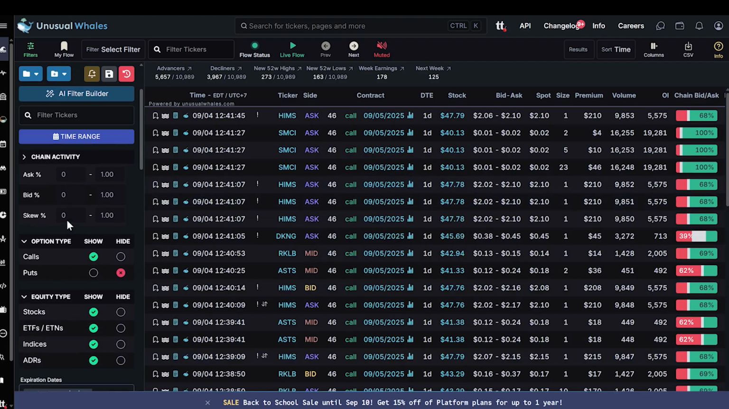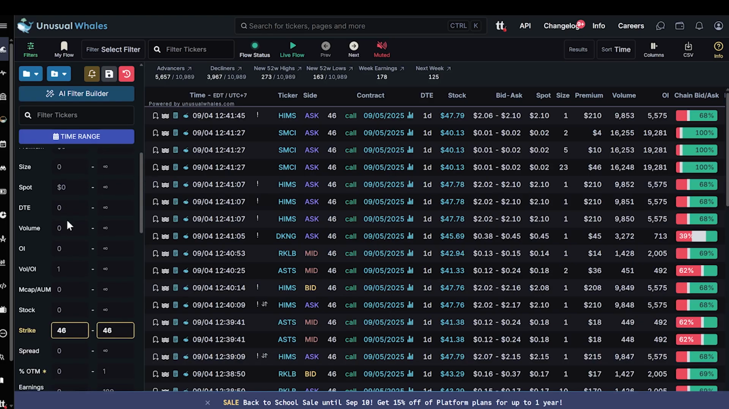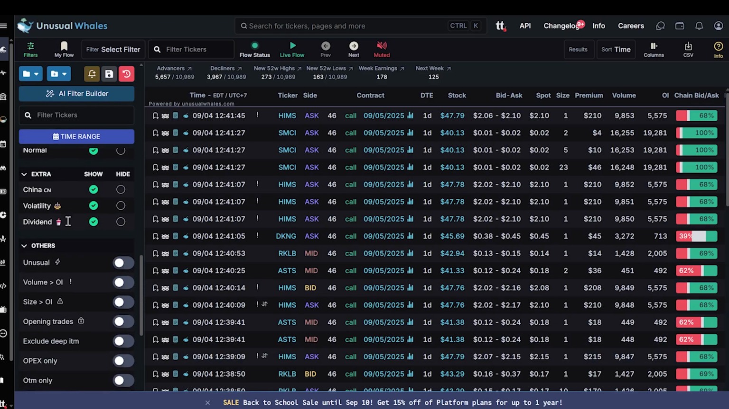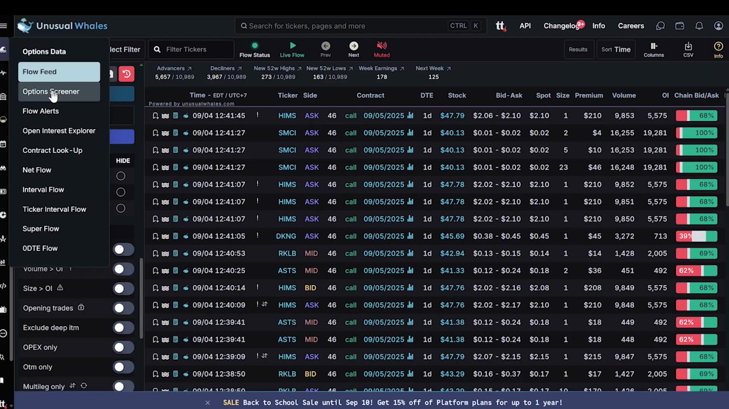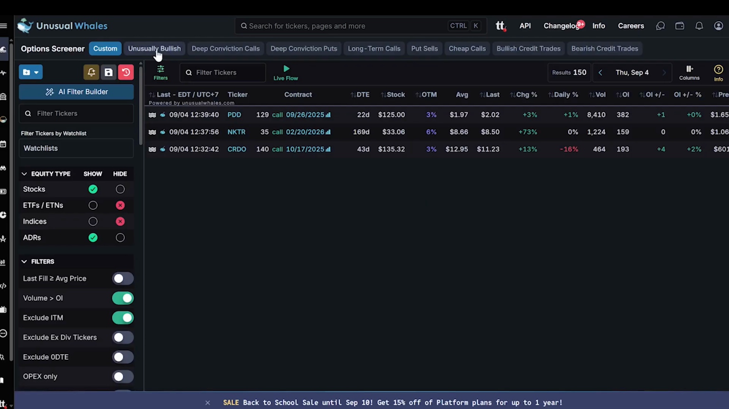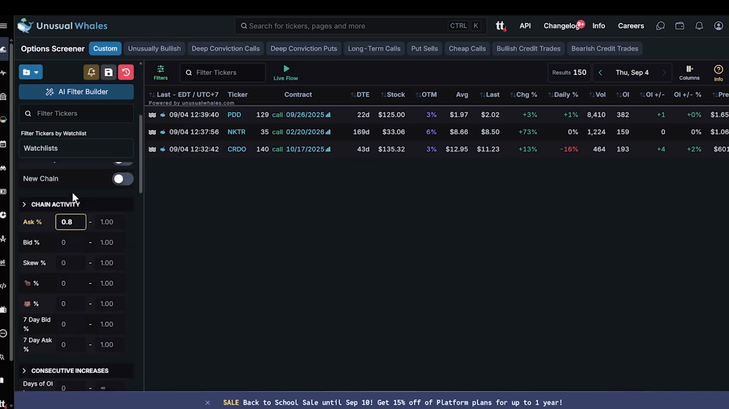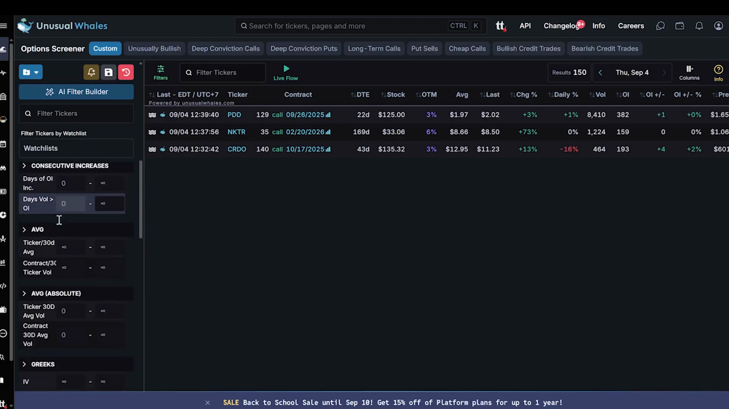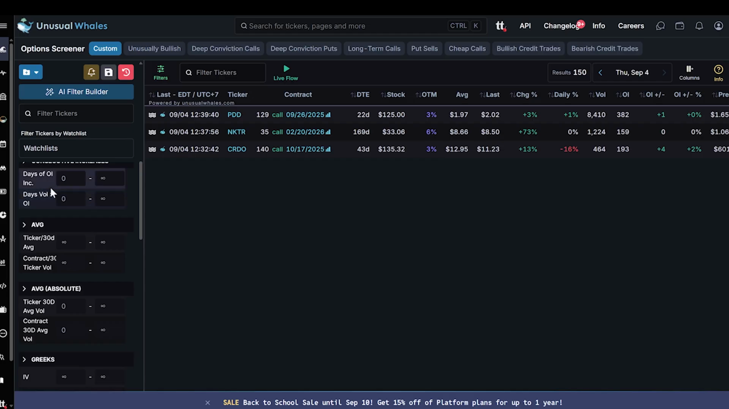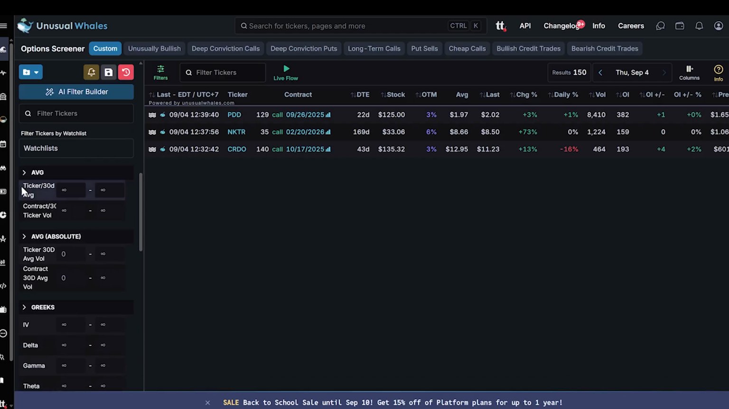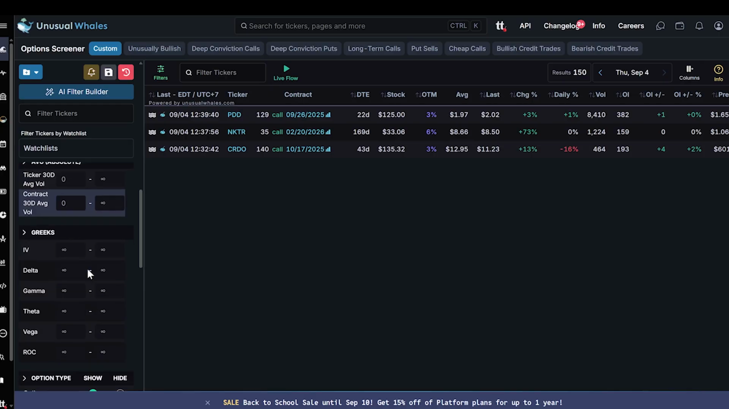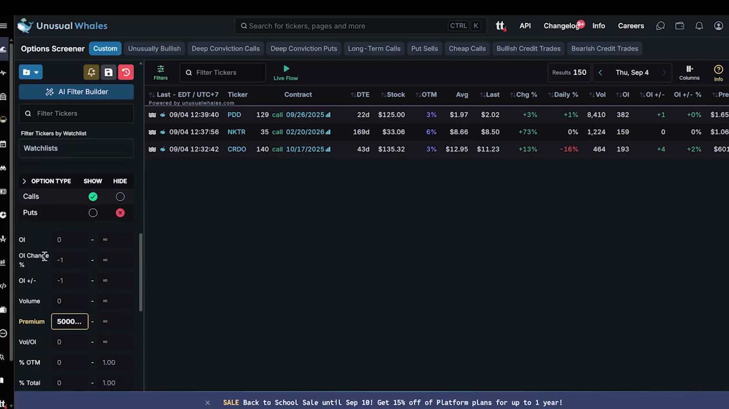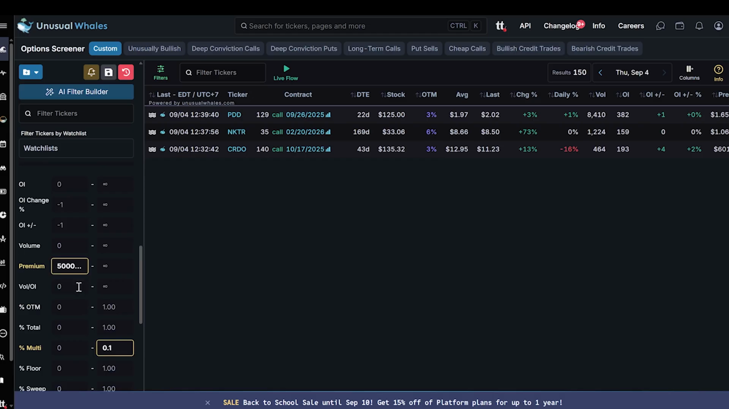The other thing is there's tons of filtering options within this filter builder on the side of the feed here. And there's even more options if you dive into the options screener here. There's some pre-built filters across the top. So for example, unusually bullish or deep conviction calls and puts. You can also get more nitty gritty in your filters here, looking at days of open interest or volume increases, average volume over 30 days. And then of course, looking at open interest and volume ratios.